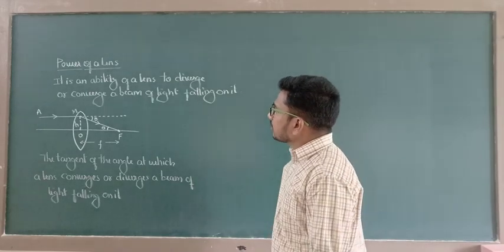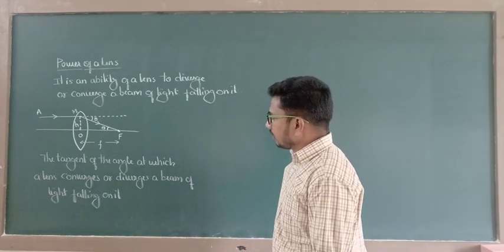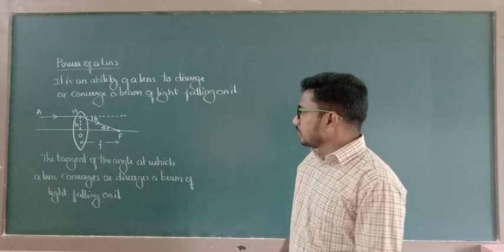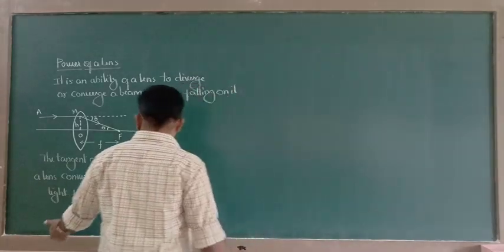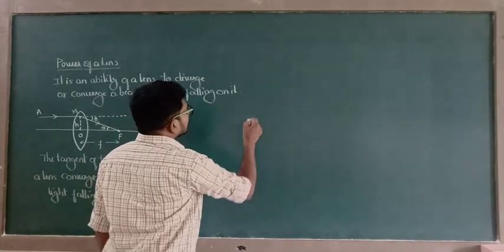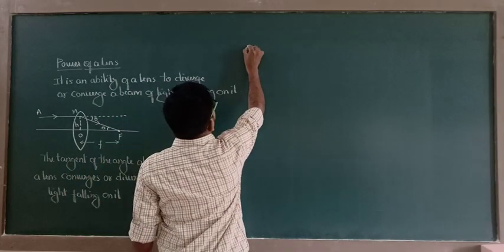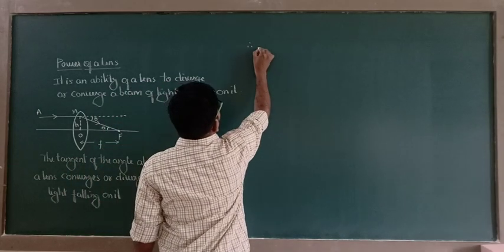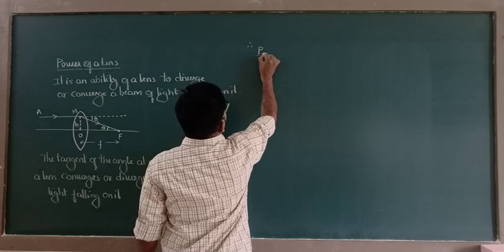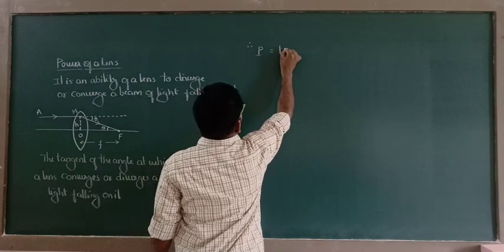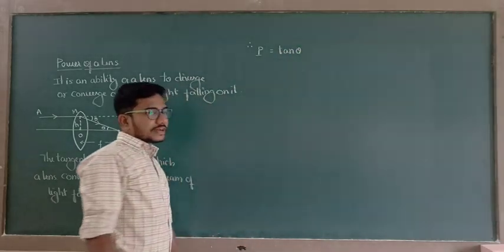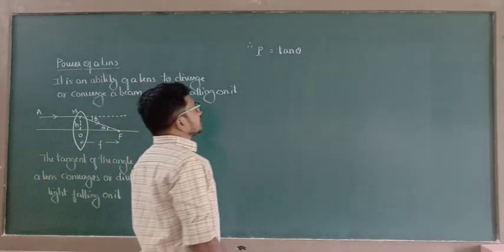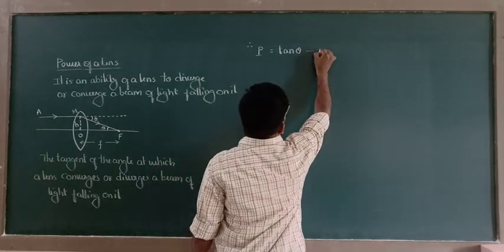So that is nothing but power of the lens. So we can write power of the lens according to this definition. Therefore here power of the lens, it is represented by capital P. This is equal to the tangent of the angle, that is tan theta. So let us say this is equation number 1.